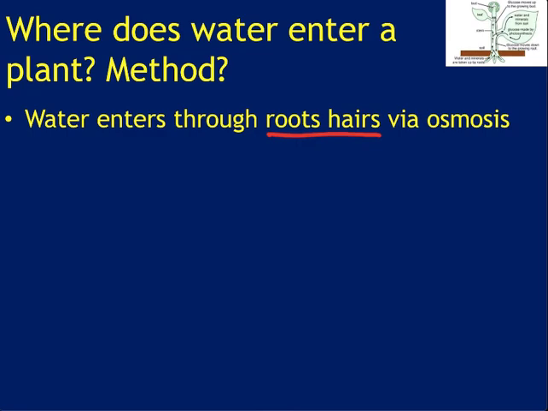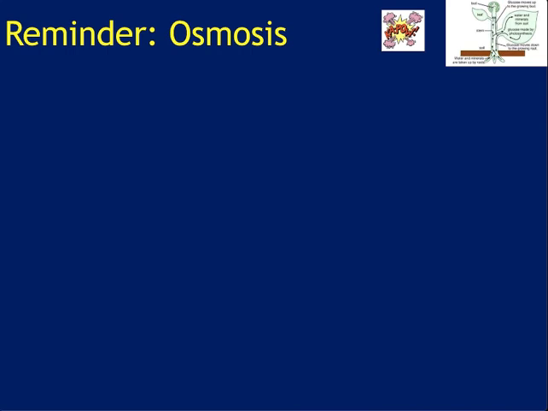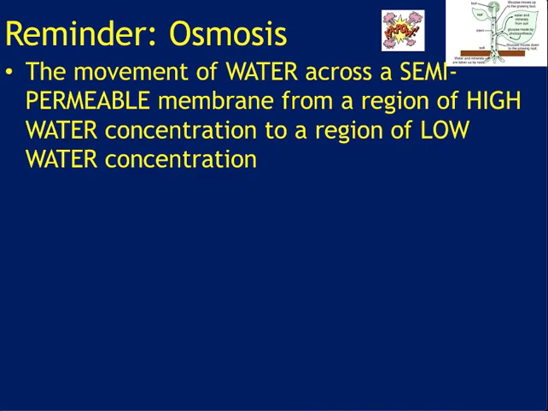So you now all hopefully have a definition for osmosis. Osmosis is the movement of water across a semi-permeable membrane from a region of high water concentration to a region of low water concentration. And when we did osmosis, when it goes from high to low, it's along the concentration gradient. It's not working against it.